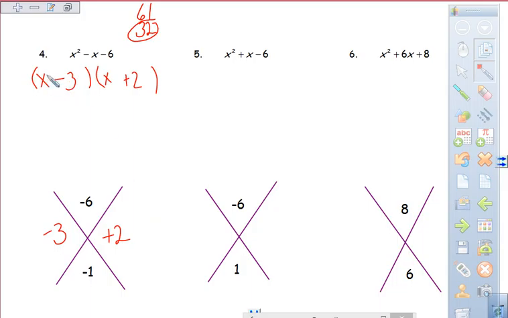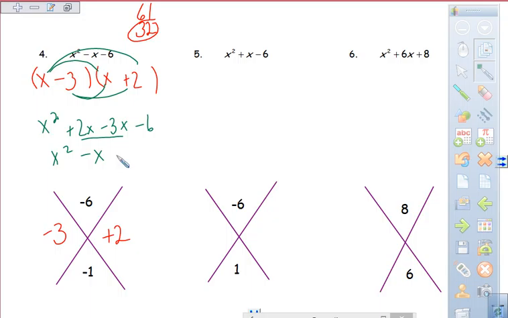Then if I want to double check my answer, first gives me x squared, outside gives me 2x, inside gives me negative 3x, and last gives me negative 6. So simplifying my insides and outsides, right here, give me negative x, and then a minus 6. This is exactly like the question, so my answer is here in red. So the nice thing about today's lesson is that you can always multiply these out to check your answers.